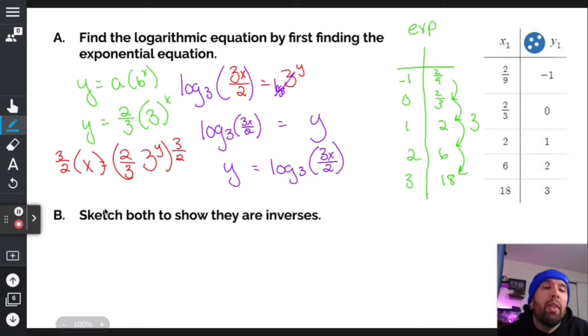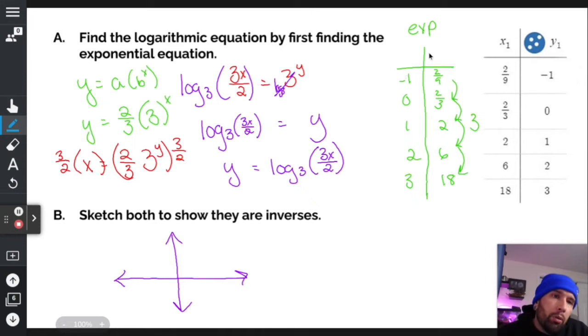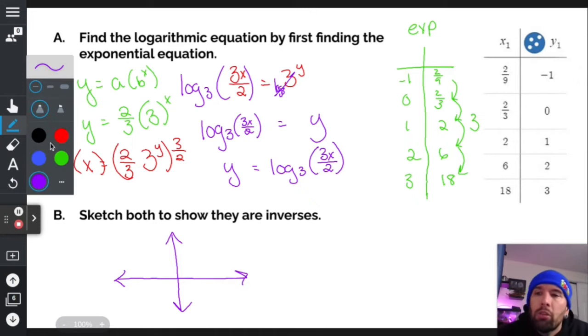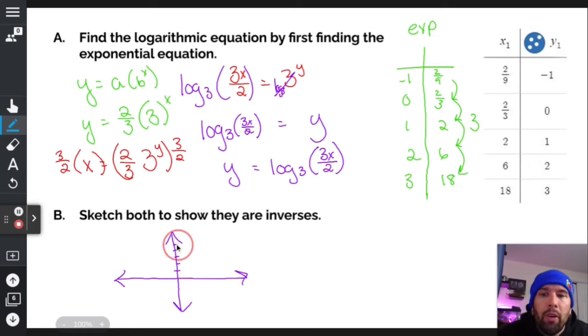Sketch both to show that they are inverses. Well, I have points, so let's sketch them. I'll make green green. Let me add a few more. It seems like going out to some of these really big numbers. Let me make sure I go out to 6. 1, 2, 3, 4, 5, 6. 1, 2, 3, 4, 5, 6. 1, 2, 3, 4, 5. That's okay. Let's just add one more.